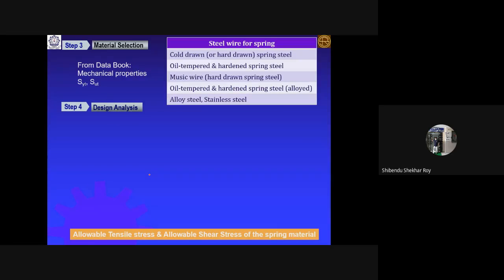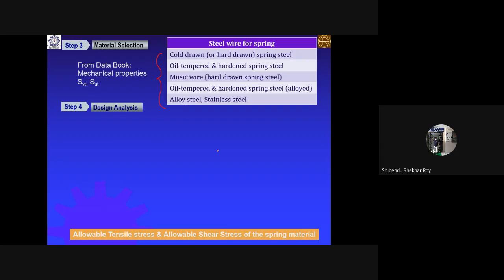So now we would like to start the design under the static load. What are the steps you have to follow? Once you do the load analysis, you have to select the material based on the load acting on it, in which environment it is working, and what the other criteria are, like whether you are vulnerable to fatigue or not, and depending on that you have to select the material.